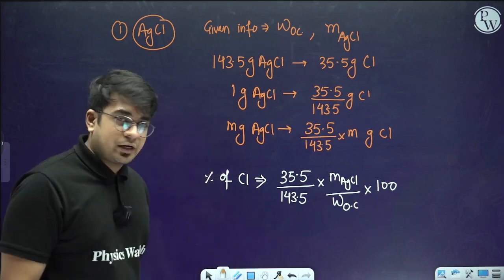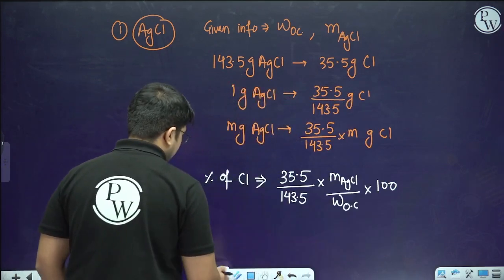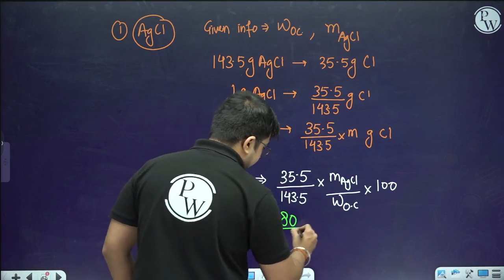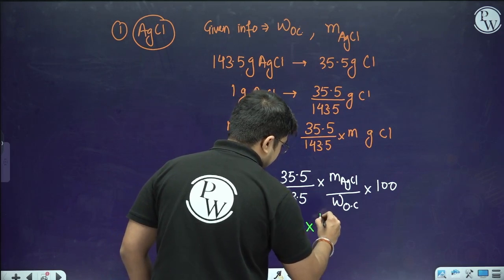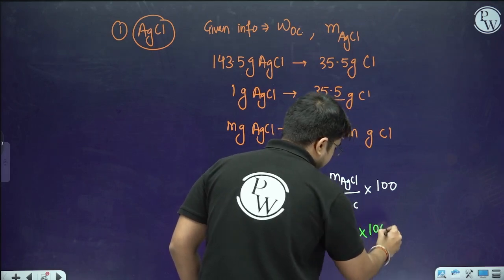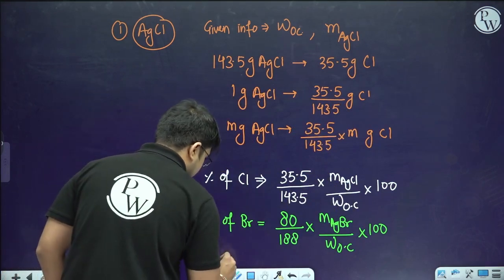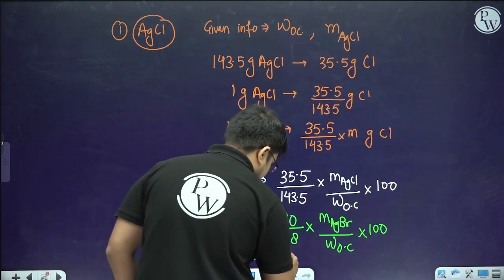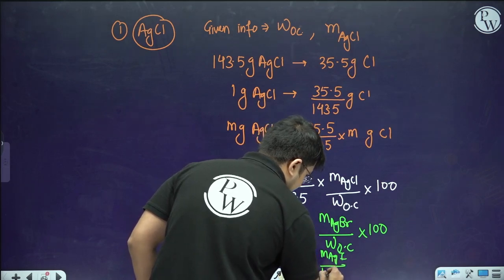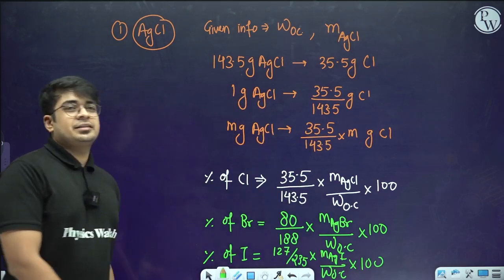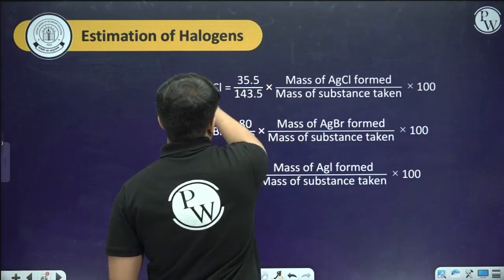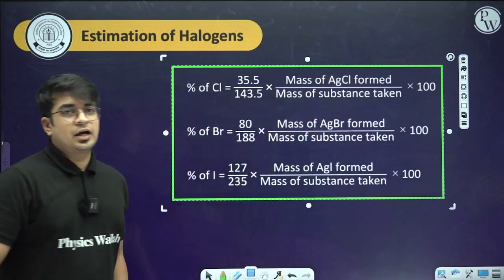Now if you are doing the same process for AgBr as well as AgI, you just have to change the formula a little bit. So percentage of bromine is going to be: weight of bromine is 80, divided by molar mass 188, multiplied by grams of AgBr given, divided by W of organic compound, multiplied by 100. In the same way, percentage of iodine is weight of iodine divided by 235 multiplied by m of AgI divided by W of organic compound multiplied by 100. And that's how you can calculate the entire part. Very easy. For simplicity, I have given the formula here. You can just refer to the same formula. Okay, I hope this entire part is clear.